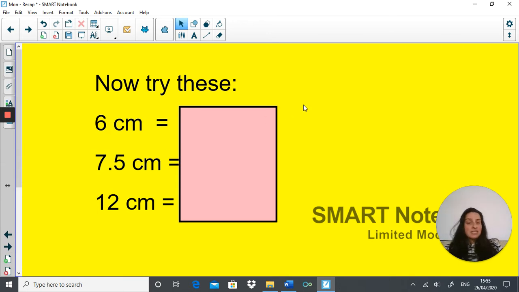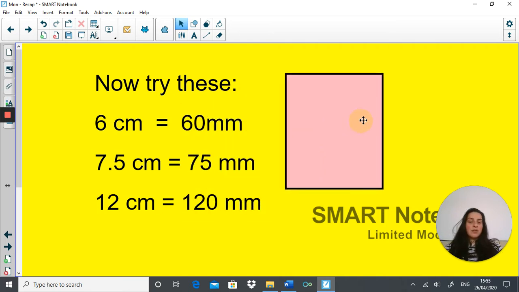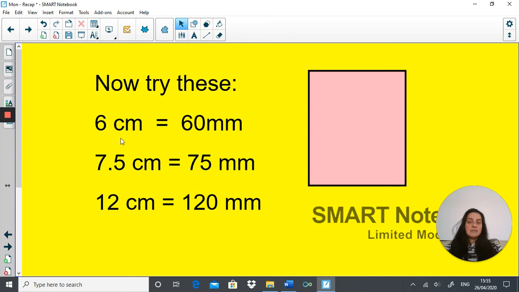Now, if you want to have more practice, please try to convert these centimetres into millimetres. If you are feeling quite confident and you don't think you should do this step, then please move on to the next slide. For those of you who are working them out, 6 centimetres is 60 millimetres, 7.5 centimetres is 75 millimetres, and 12 centimetres is 120 millimetres.